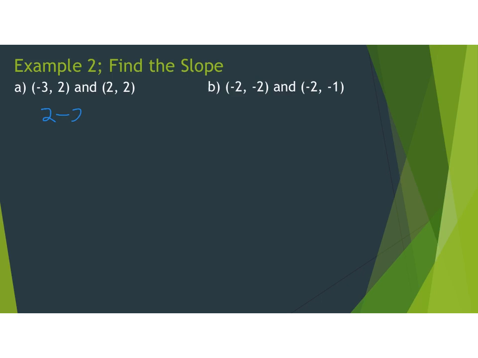2 minus 2 over 2 minus negative 3. Okay, 2 minus 2 is 0. 2 minus a negative 3 changes it to a plus. So over 5. 0 over 5 is 0 divided by 5 is just going to be 0. So that slope is 0, which makes this a horizontal line.